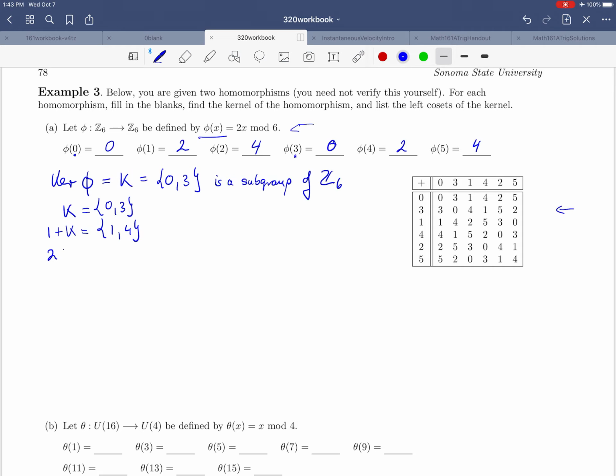And then we have 2 plus K. And that is 2, 5. And that's it. So we got 0, 1, 2, 3, 4, 5, all accounted for. So these are the left cosets of the kernel of phi, which were just called K.